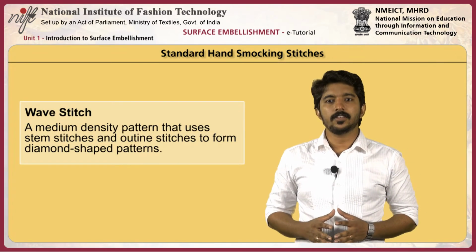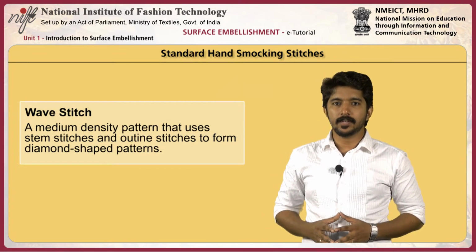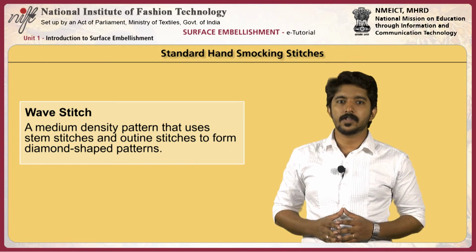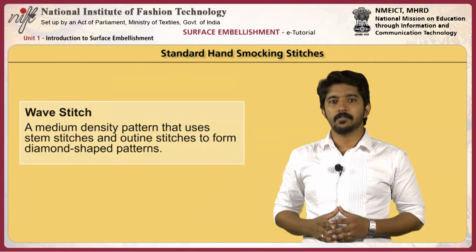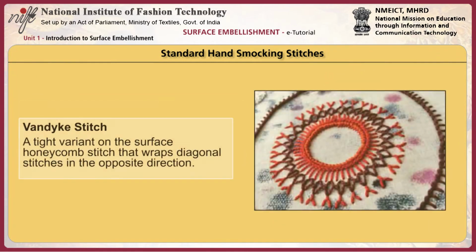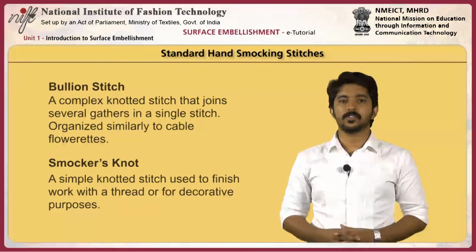Trellis stitch. Trellis stitch is a medium density pattern that uses stem stitches and outline stitches to form diamond shaped patterns. Van Dyke stitch. Van Dyke stitch is a tight variant on the surface honeycomb stitch that wraps diagonal stitches in the opposite direction. Bullion stitch.